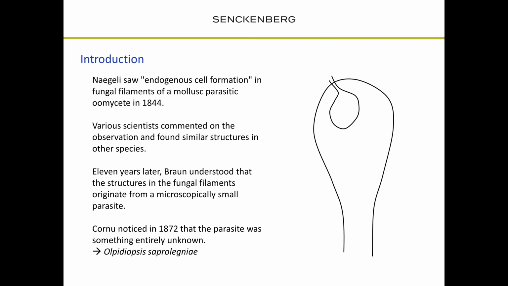About 11 years later, Brown, whom we already introduced in a previous talk, understood that these are actually parasitic things that are growing inside a fungal filament. And a bit later, Cornu noticed that this parasite was something really different from everything else known so far. The first Oomycete was described as Olpidiopsis subcolegniae.